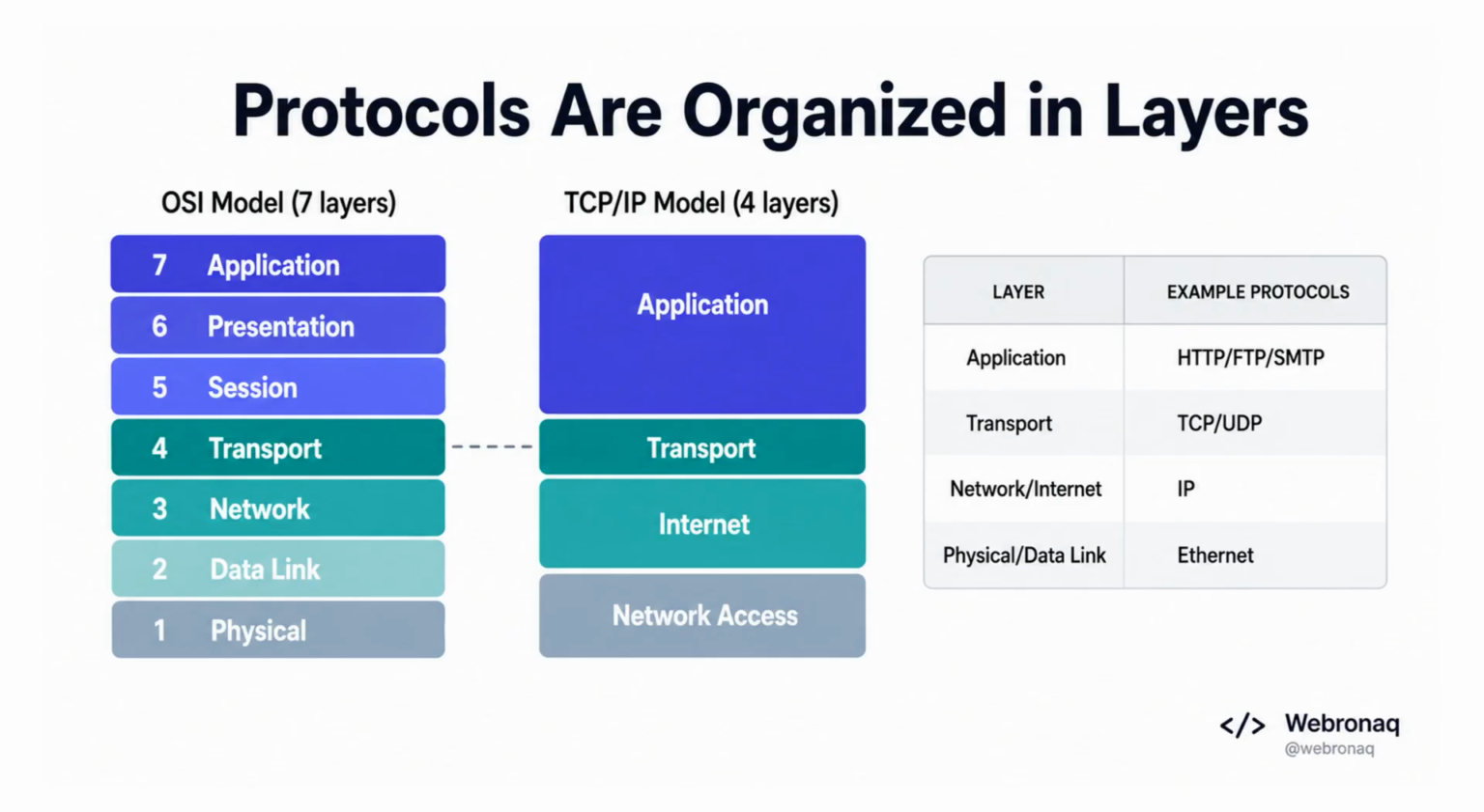In practice, the internet runs on the TCP/IP model, which collapses those into 4 layers: application, transport, internet, and network access. What is powerful about this design is that you can swap a protocol at one layer without touching the others. HTTP lives at the application layer, TCP and UDP live at the transport layer, IP handles the internet layer. Each one is a specialist. Let us meet the key types next.